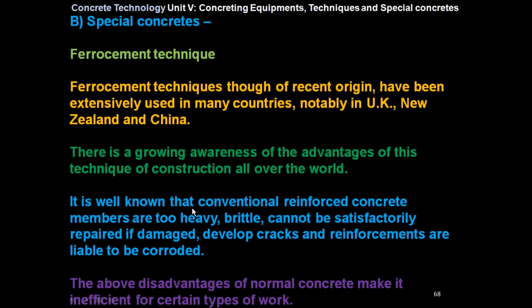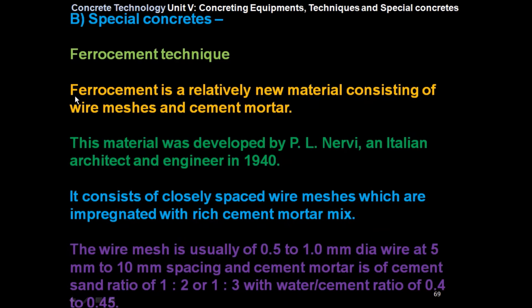It is well known that conventional reinforced concrete members are too heavy, brittle, cannot be satisfactorily repaired if damaged, develop cracks, and reinforcements are liable to be corroded. The above disadvantages of normal concrete make it inefficient for certain types of work. Ferrocement is a relatively new material consisting of wire meshes and cement mortar. This material was developed by P.L. Nervi, an Italian architect and engineer, in 1940.